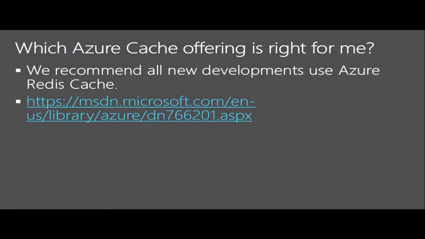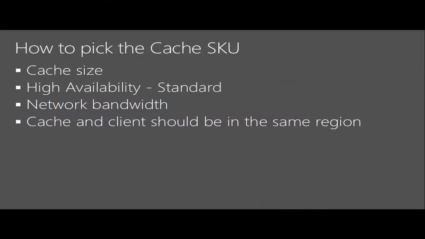Okay. So I talked about in the beginning a little bit on there being different caching solutions, and which one you should pick. We recommend Redis for any new apps going forward. Here's a link that talks about why. But the interesting one that I wanted to talk to you about was how do you pick the right cache SKU? And I just want to make sure that this message resonates well. You should think about the following factors when picking a cache.